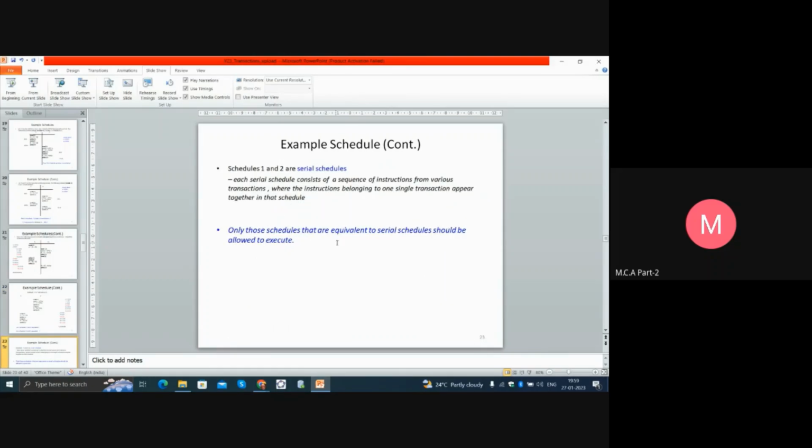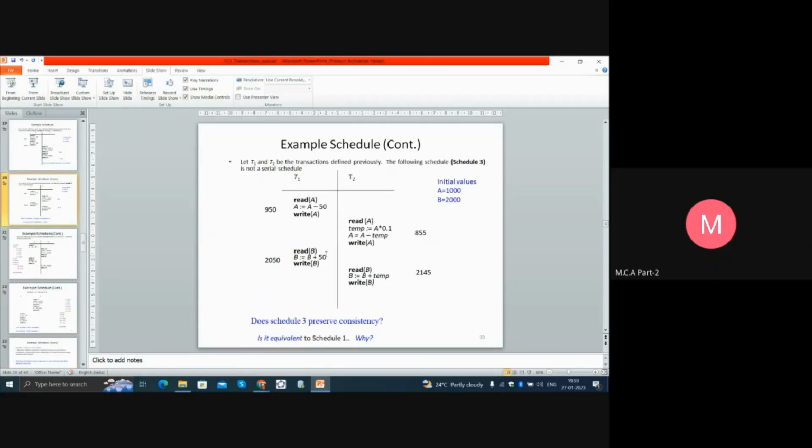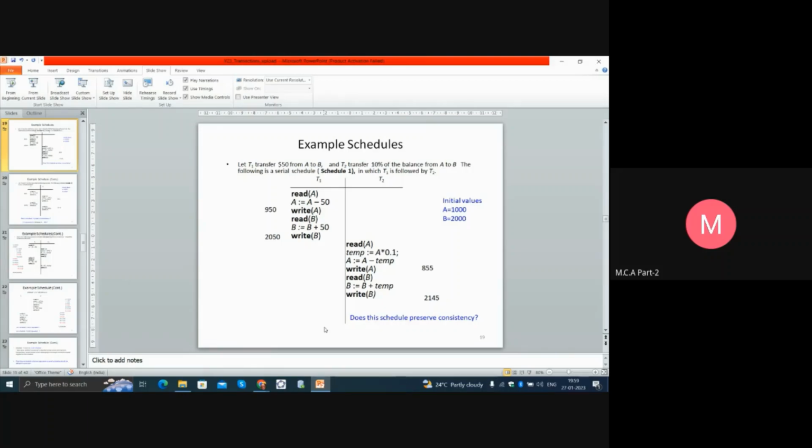Only those schedules that are equivalent to serial schedules should be allowed to execute. So going back, we said this is equivalent to schedule 1 because the final writes are written by T2. The final write of A is written by T2, and the final write of B is also written by T2. So it is equivalent to this particular serial schedule, and that's why we had consistency in the database. So the transaction monitor only allows schedules that are equivalent to a serial schedule for execution in the database.